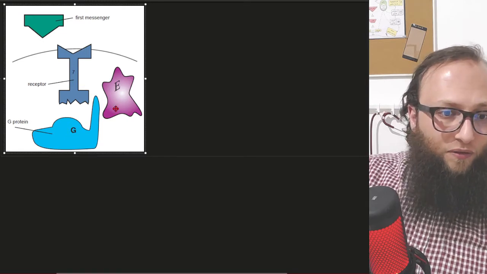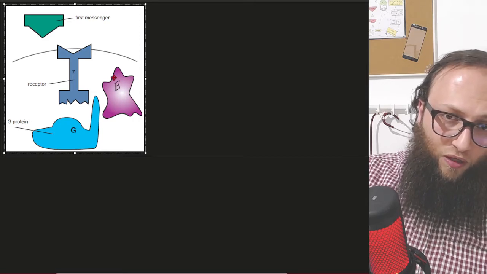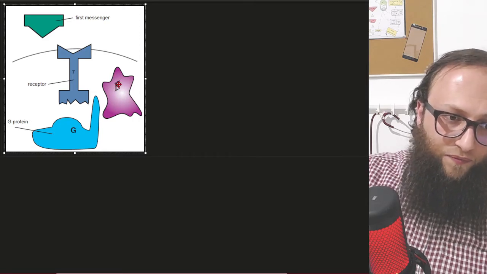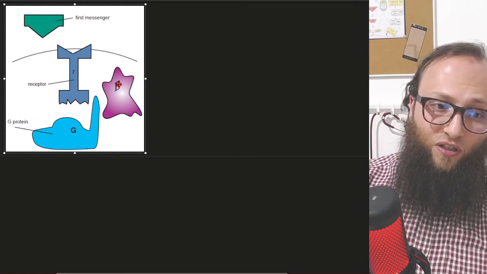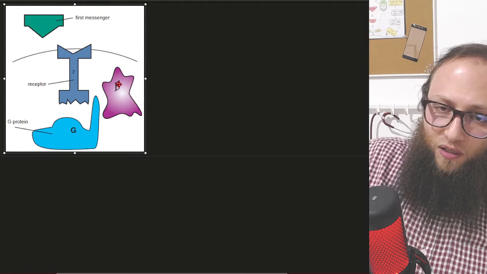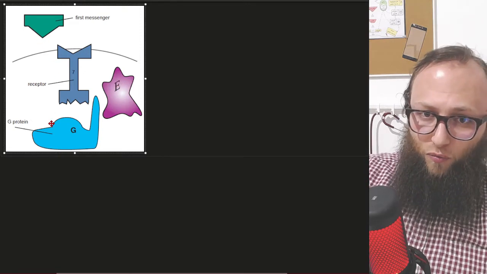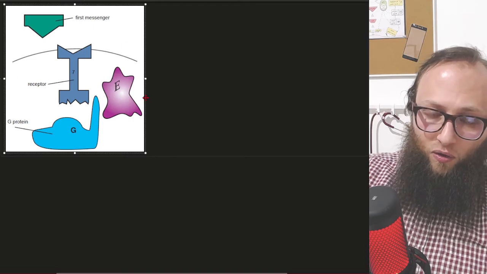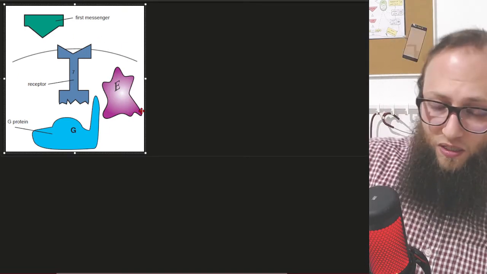The fourth element of the second messenger system is an enzyme, with E on it, which can of course synthesize a second messenger when activated. We will talk about this in a minute. So we have the first messenger, the receptor, the G protein, and the enzyme. These are the parts of the second messenger system.